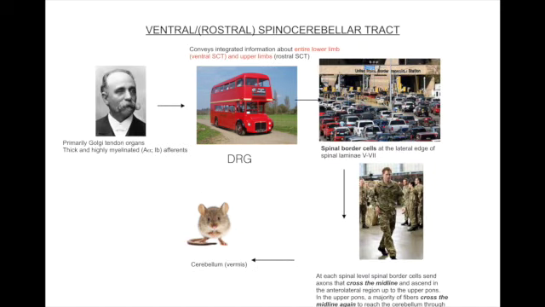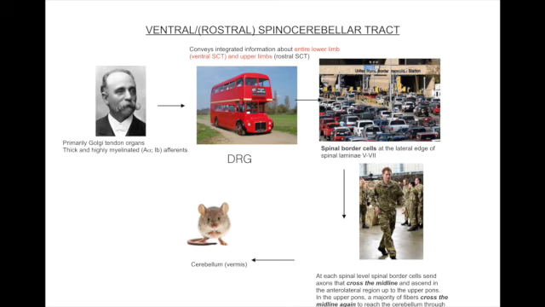The ventral or rostral spinocerebellar tract, conversely, instead of carrying individual muscle sense, carries information about an entire lower limb or upper limb in the ventral or rostral spinocerebellar tract. So this is primarily Golgi tendon organs, which project to the dorsal root ganglion, the big red bus, to spinal border cells on the lateral edge of lamina 5 to 7.